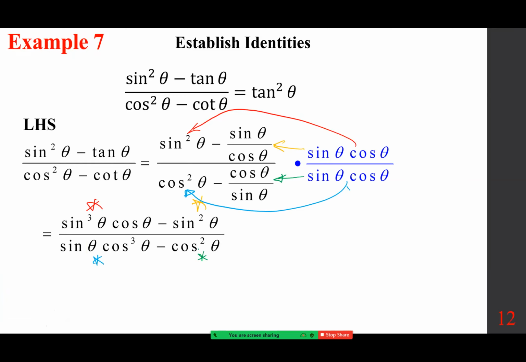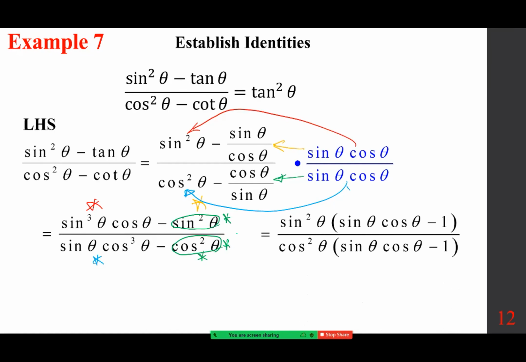We notice in the numerator, sine squared is in common. When we take it out, we are left with sine theta cosine theta minus 1. And in the denominator, cosine squared is in common. So the top, this is in common. The bottom, this is in common. We factor it as follows: sine squared theta times (sine theta cosine theta minus 1) over cosine squared times (sine theta cosine theta minus 1).